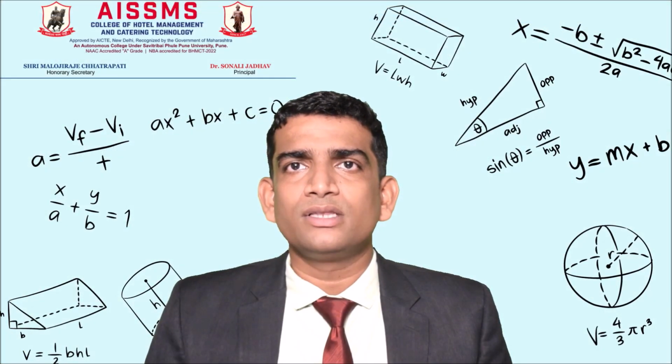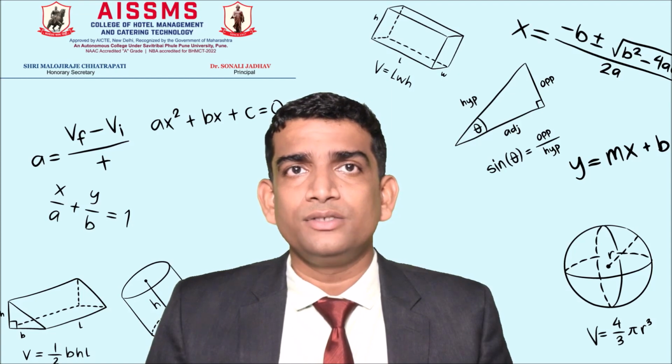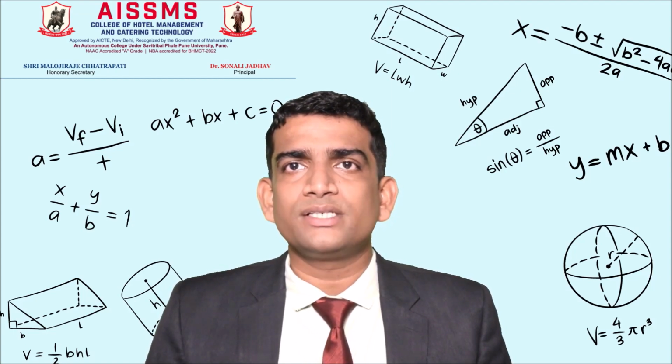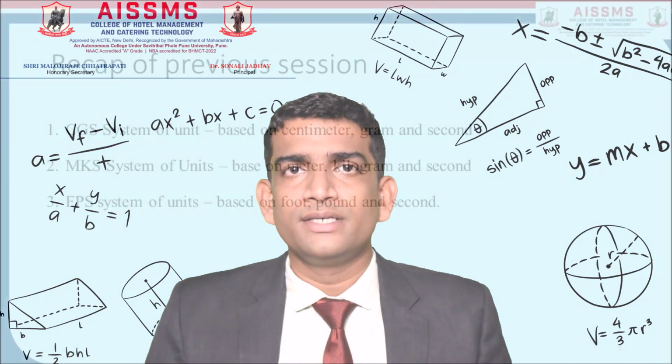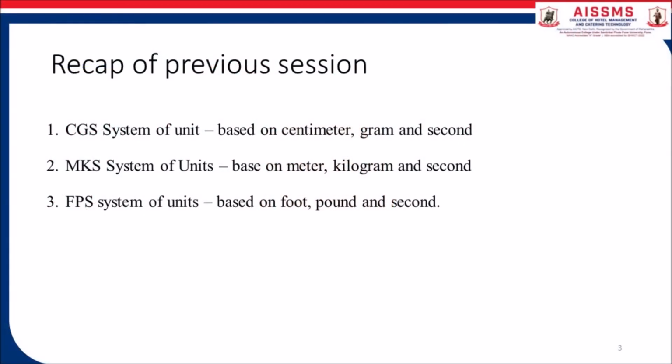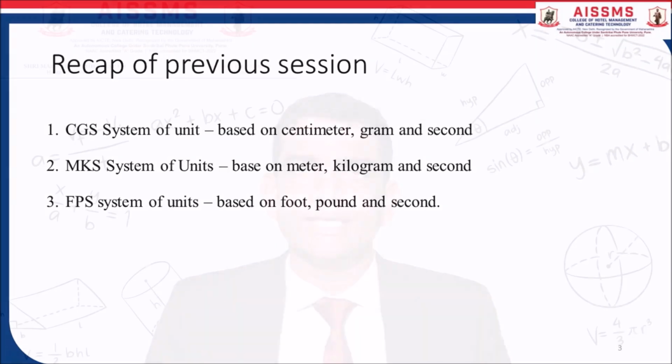Let us recall the previous session, that is units of measurement, in which we have discussed about various systems of units like CGS system of unit, which is based on centimeter, gram and seconds, MKS system of units based on meters, kilograms and seconds, whereas FPS system of units which is based on foot, pound and seconds.